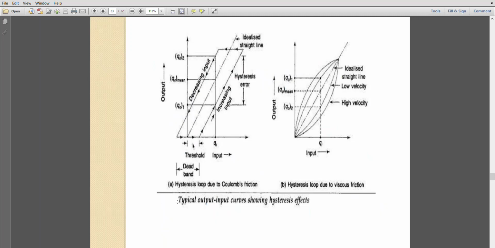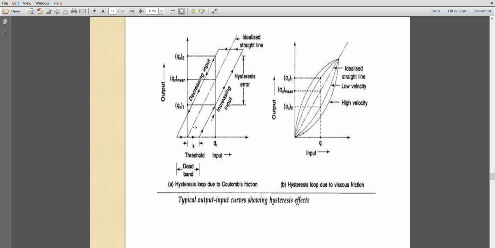Okay, so Coulomb's friction is normal metal to metal or solid friction. Viscous is the fluid friction. So when the input increases, this is the threshold. What is the threshold? Threshold is the minimum input above which an output can be sensed. So below the threshold there is no output. So this is the minimum input above which you can sense an output. That is a threshold.